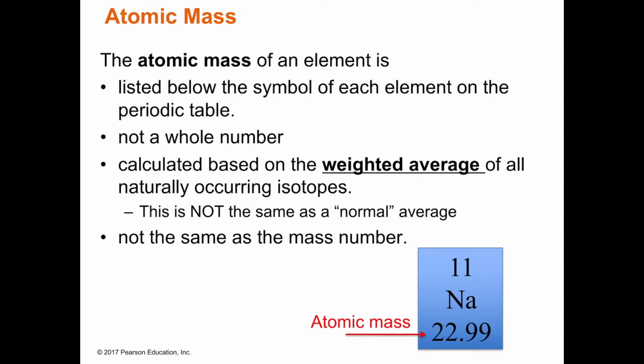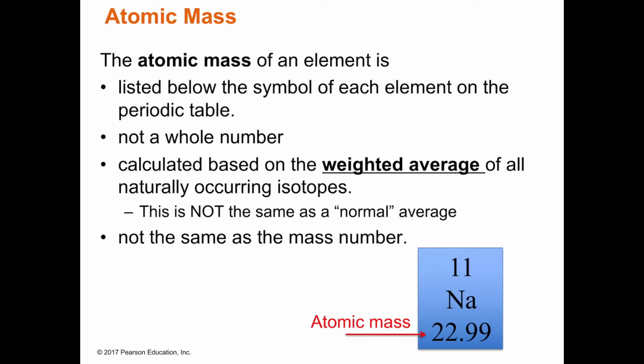Okay, so the atomic mass of the element, that's the number that's on the bottom. So if you went and looked at the periodic table, you would see like this one, right? This is sodium. Sodium is atomic number 11, and its atomic mass is 22.99, which is not a whole number. We've been talking about thus far that our mass numbers are always whole numbers because it's protons plus neutrons, but the atomic mass is determined a different way.